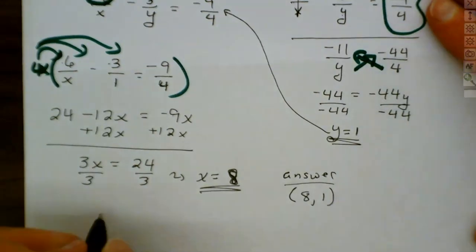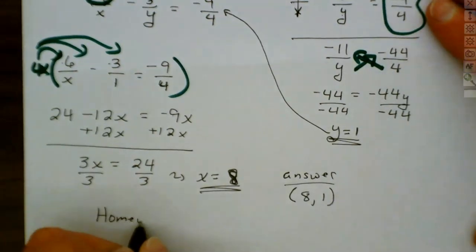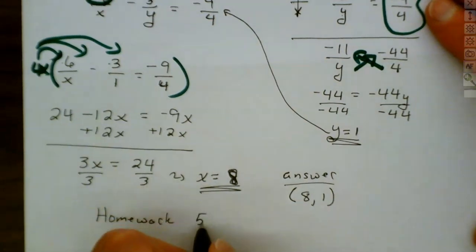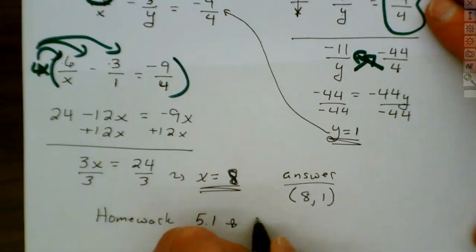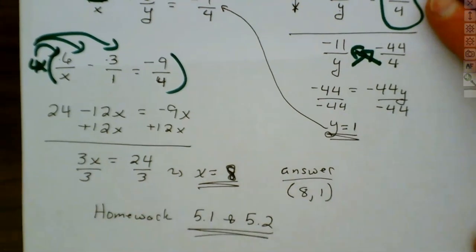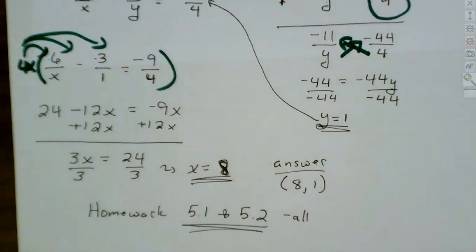And what's your homework? Well, your homework is going to be 5.1 and that 5.2. They're the same section put together. You should be able to do all of them. So just that first page, that's 5.1 and 5.2.